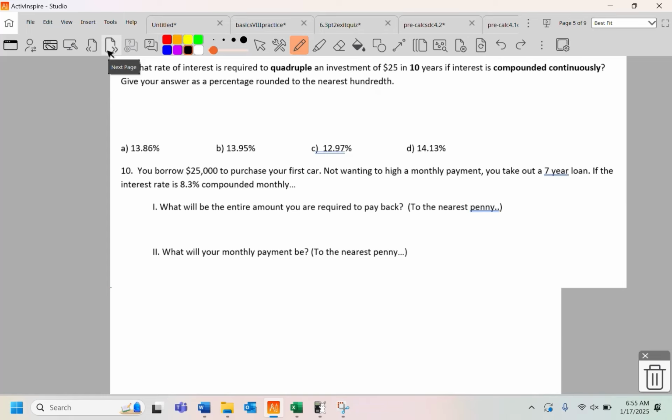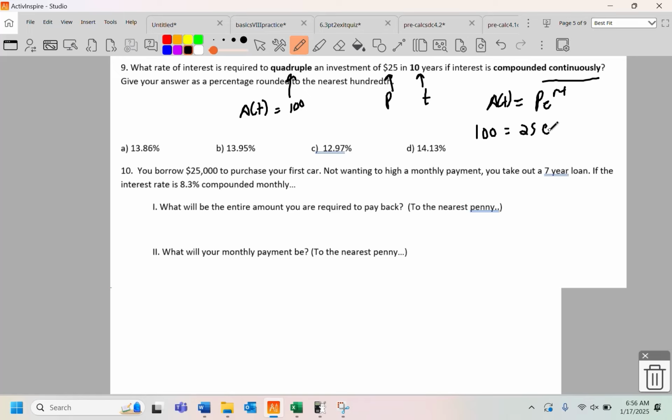What rate of interest is required to quadruple an investment of $25? So this is my principal. If I'm going to quadruple it after time, I will have 100. And it says continuously, so that's P e to the rt. And then I just plug in. By the way, time is known, right? Time is known. All right, so we have 100 equals 25 e to the unknown x, because rate is unknown, times 10.